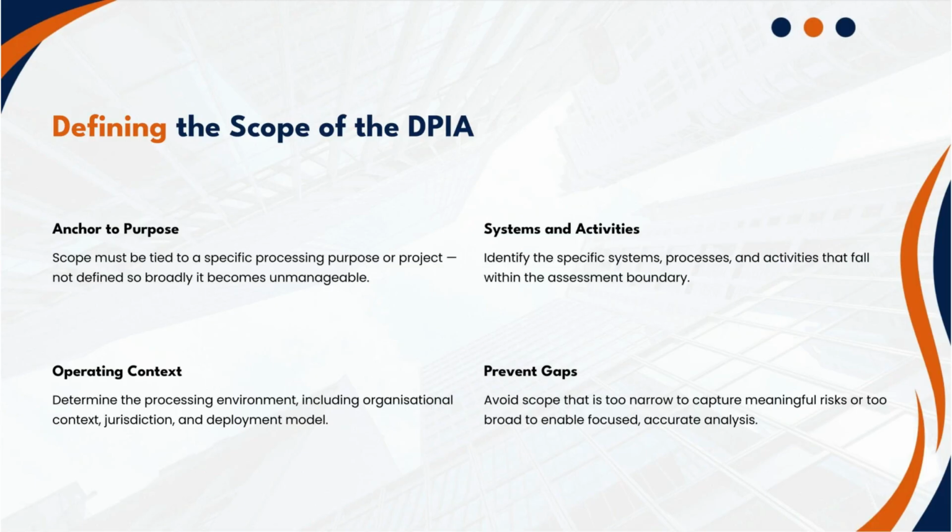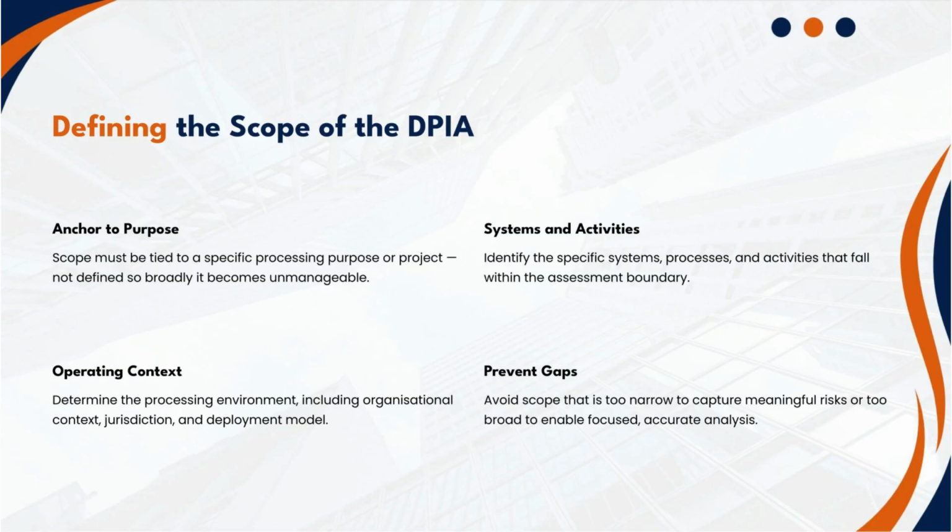Let me share a real example. A client once asked me to run a DPIA on the marketing system. Sounds fine, right? But when we dug in, that so-called system included email campaigns, website tracking, a loyalty app, and a third-party analytics tool. Four very different things with very different risks. We had to split it up to make it manageable.